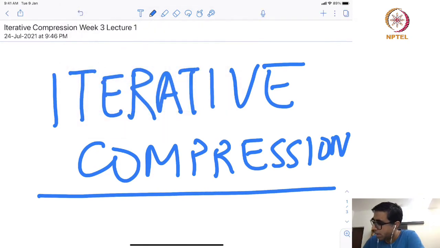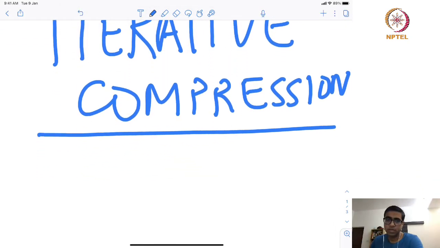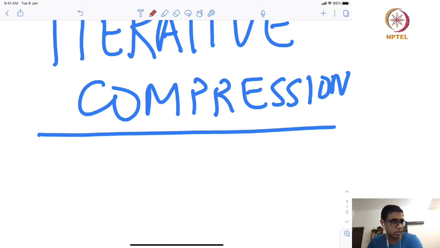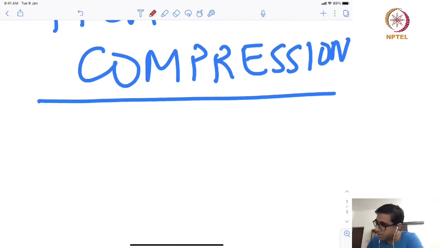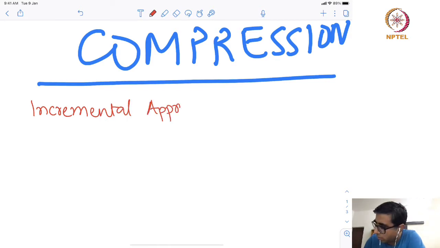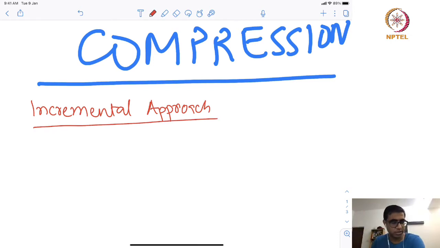The technique, as the name suggests, if I have to explain it in one line, I would say this is basically an incremental approach. All these words will become clear as we go along in the lecture.